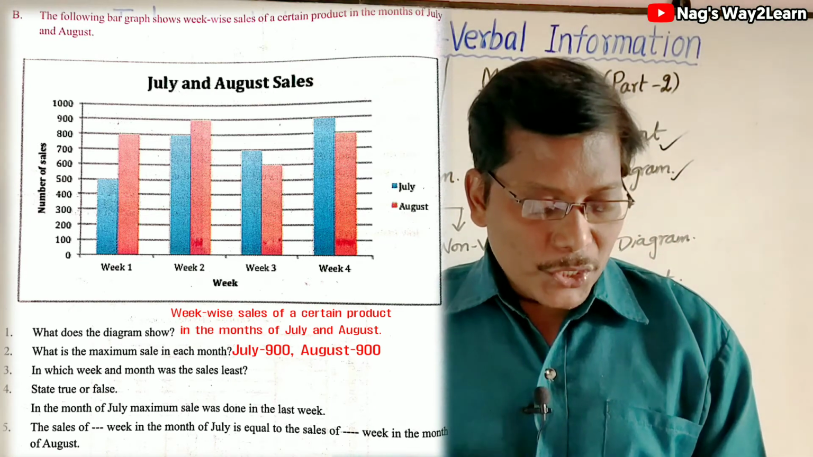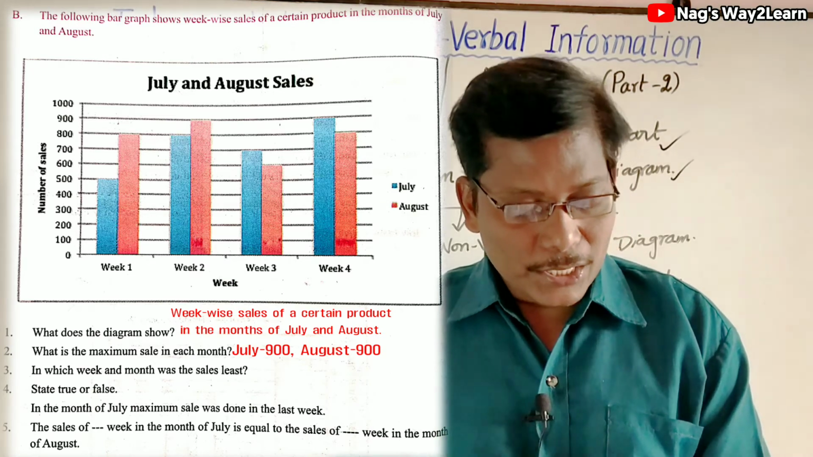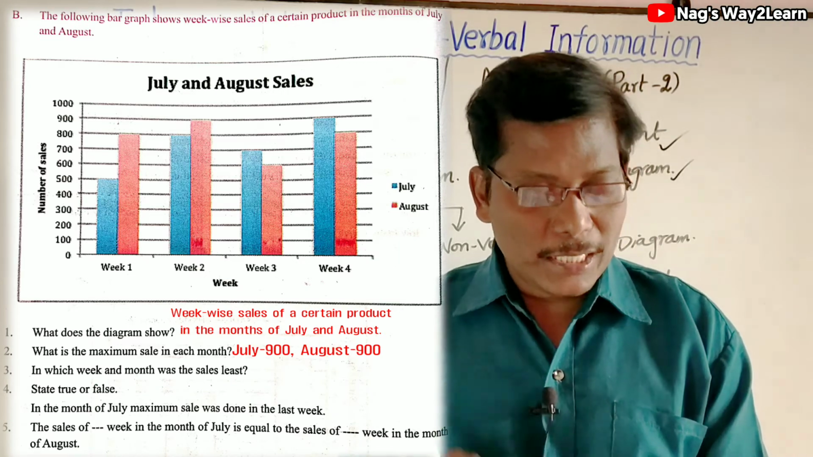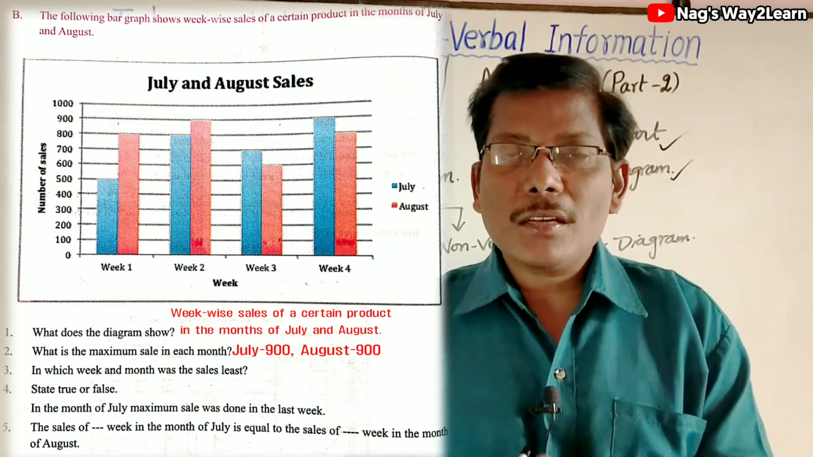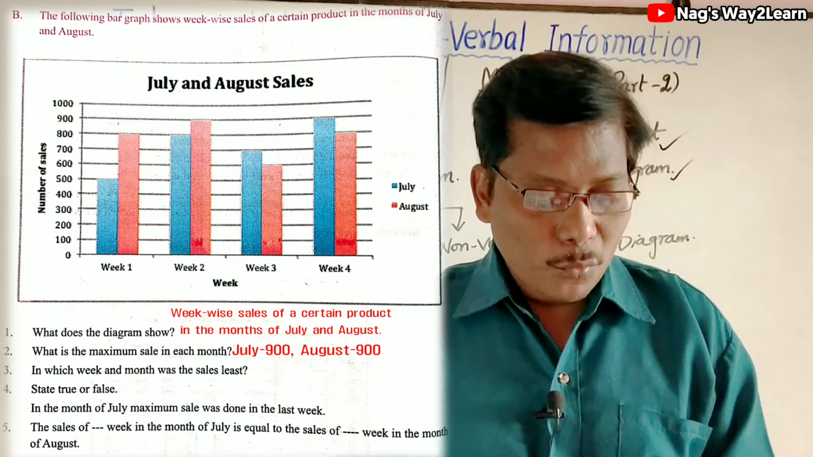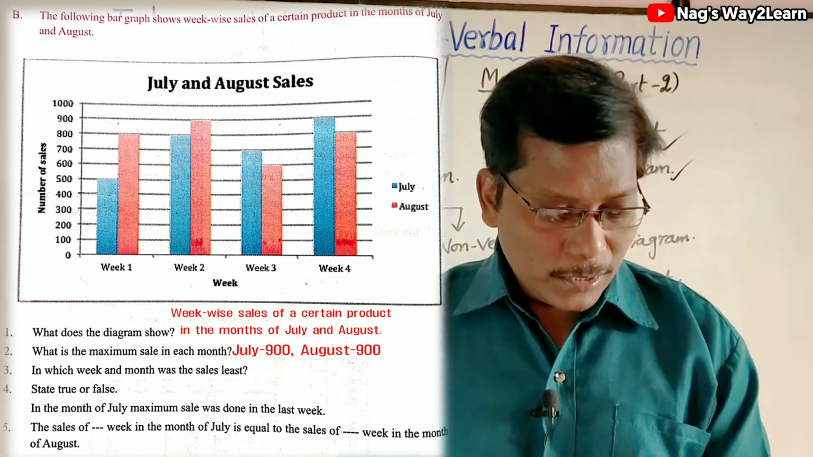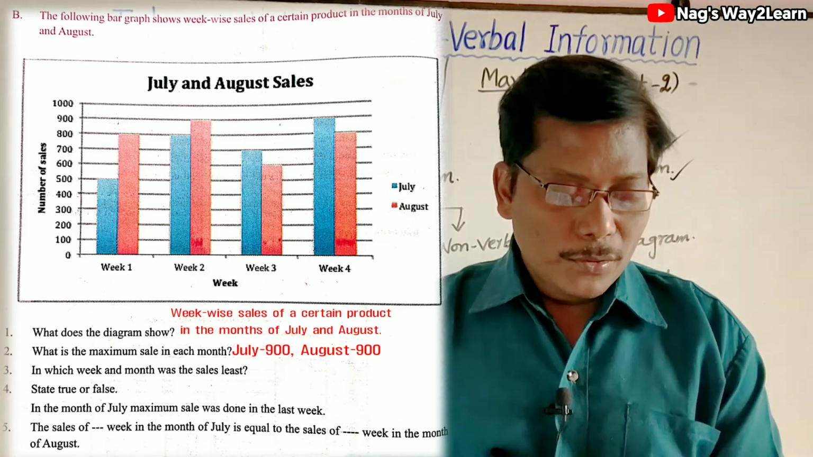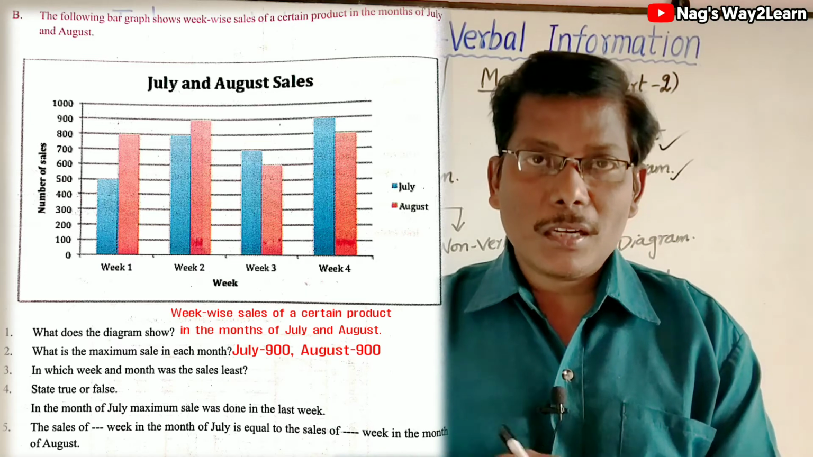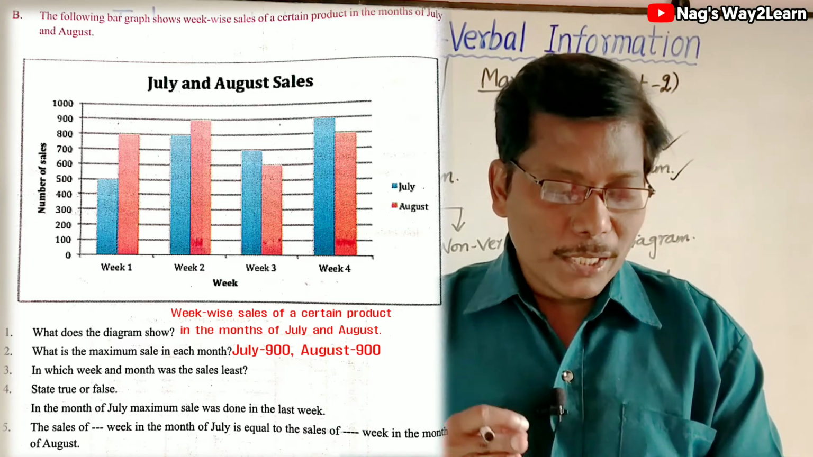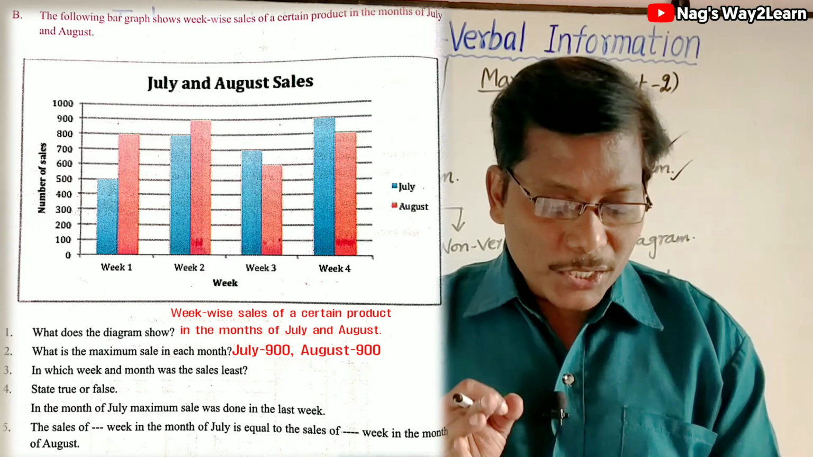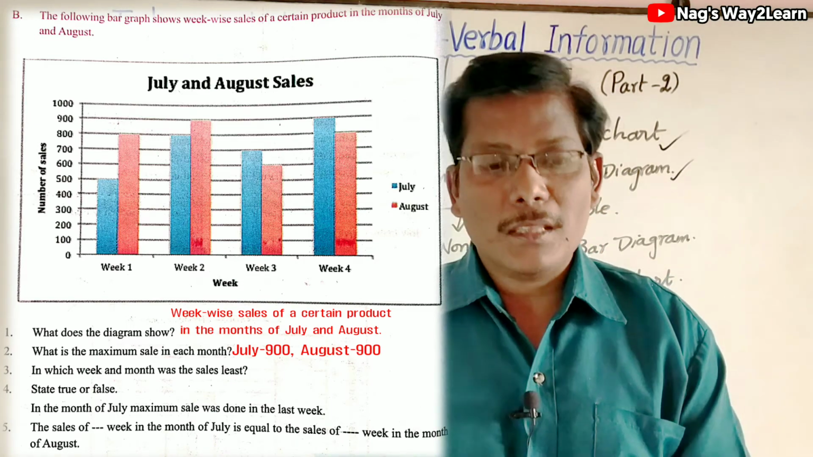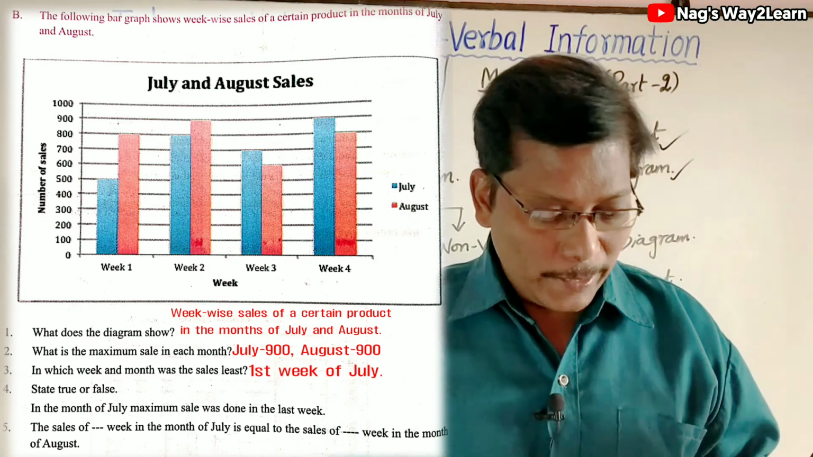Third question, in which week and month was the sales least? So we need to find the least number of sales in the overall diagram. In week 1 you see the blue color bar, it has the value of only 500. That means in the first week, blue color represents July, therefore the answer is the first week of July.